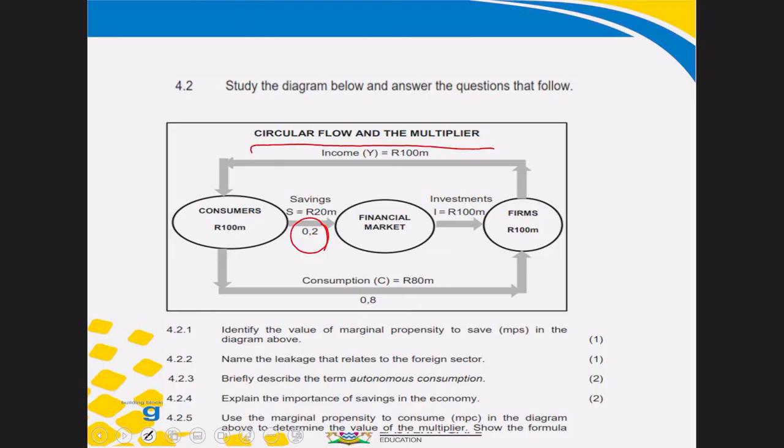There will be a calculation. You must go to that paper ready with the calculation, where you will be asked to calculate the value of the multiplier. If you look at this question now, which has more marks, which is 4 marks, use the marginal propensity to consume, that is the MPC in the diagram above, to determine the value of the multiplier. Show the formulas.